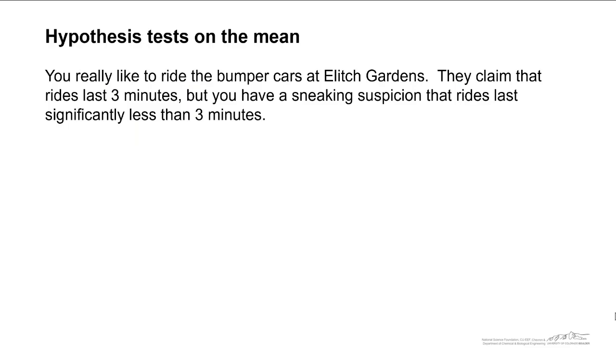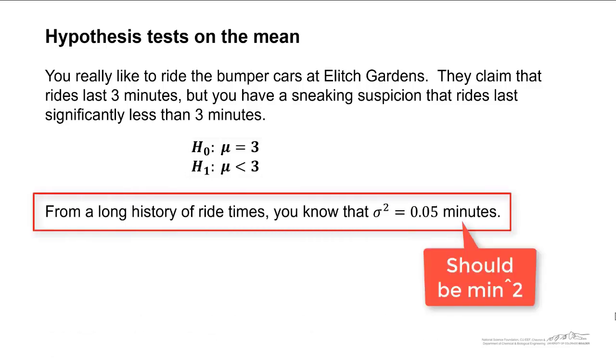In the Introduction to Hypothesis Testing screencast, I had this example. You really like to ride bumper cars at Elitch Gardens. They claim that the rides last 3 minutes, but you think that they have been shorting you and that the rides last significantly less than 3 minutes. We set up a hypothesis test. The null hypothesis is the mean is what they claim of 3 minutes, and your alternate hypothesis is that the mean is significantly less than 3. From a long history of ride times, you know that the variance is 0.05 minutes.